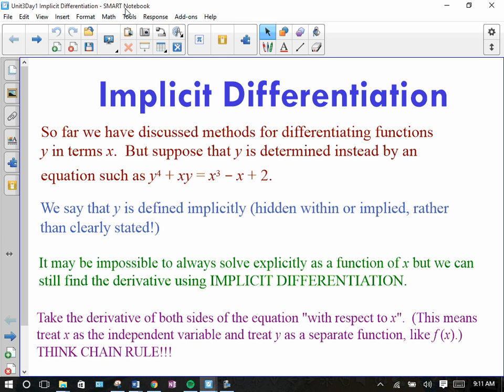Okay? And when you see these y's in the function, you want to think chain rule. Okay? So we're going to treat the y's in the equations, in the functions, as separate functions. So you have a function within a function. And when you have functions within functions, you use chain rule. Okay?